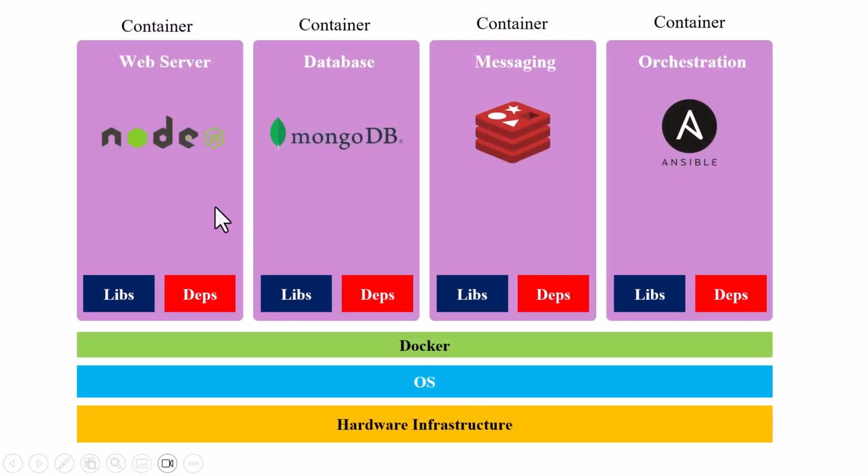We can simply create each application as one container. Now, Node.js has its own libraries. MongoDB has its own libraries and dependencies. Similarly, other applications. Now, on the same host machine, where there's a hardware infrastructure, on top of that, there's an operating system and a Docker image, and we can create multiple containers, and each container will work independently.